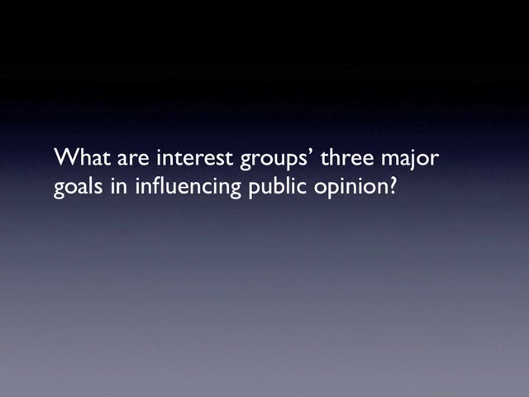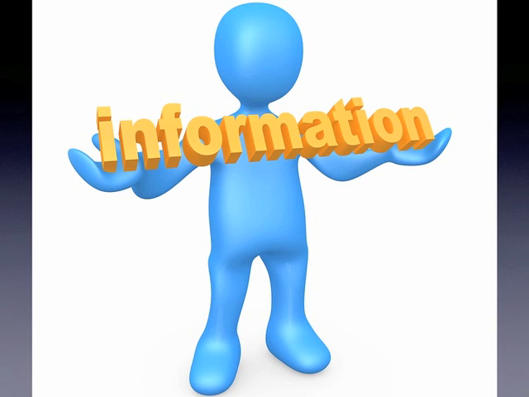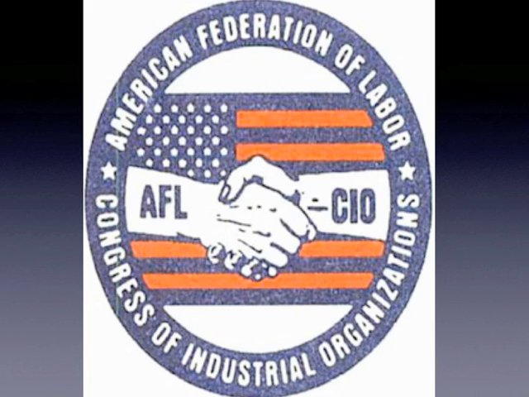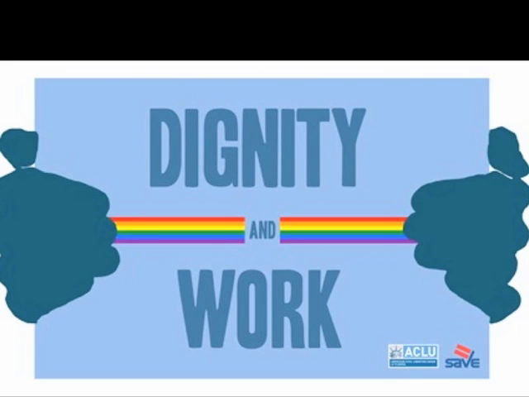What are interest groups' three major goals in influencing public opinion? To supply information in support of the group's interests, to build a positive image for the group, and to promote a particular public policy.